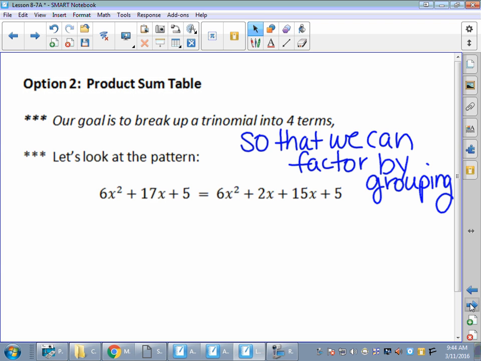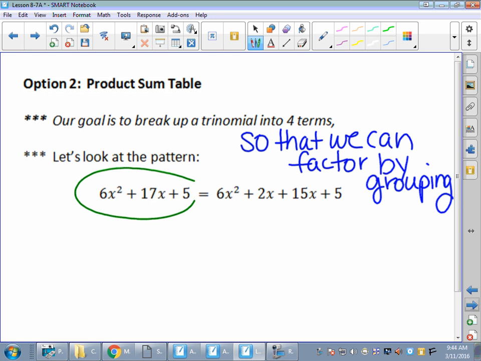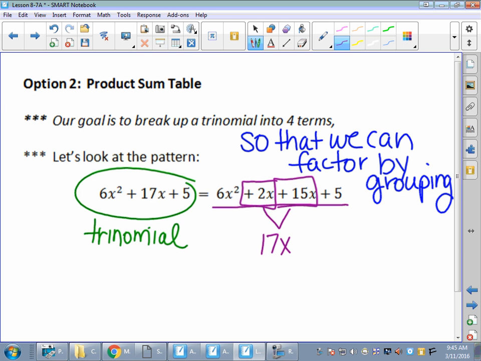So when we make a product sum table, notice how this is a trinomial. Notice how, if I go to this part over here, do you see a pair of like terms? I broke up that 17x into a 2x plus a 15x. Well, 2x plus 15x adds up to 17x. So I had to know how to break that apart instead of combining. Our product sum table will tell us how to break them apart.